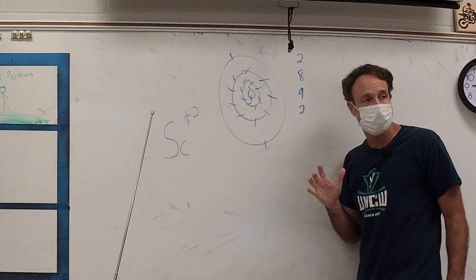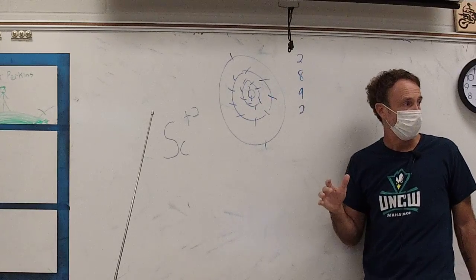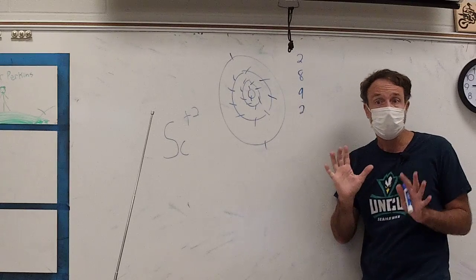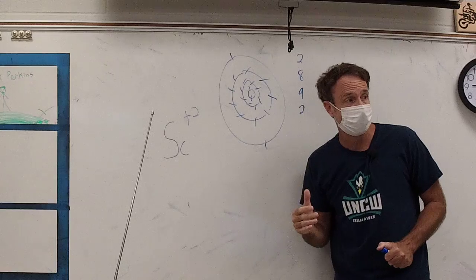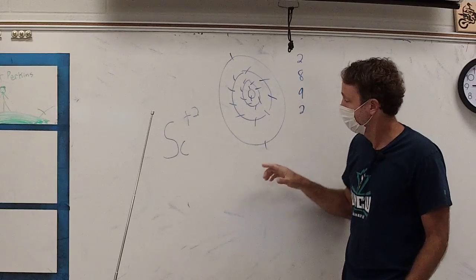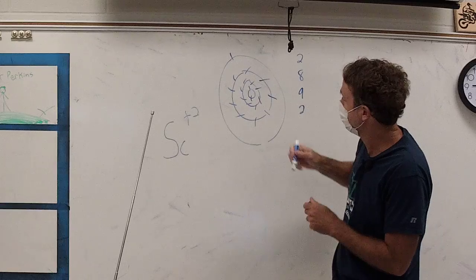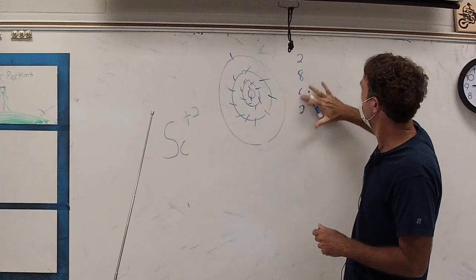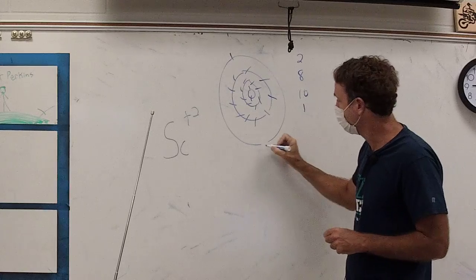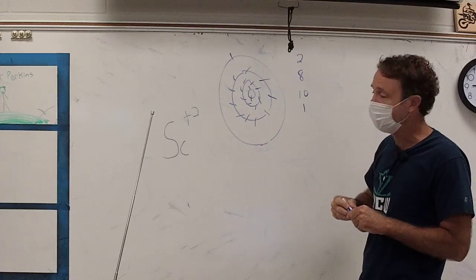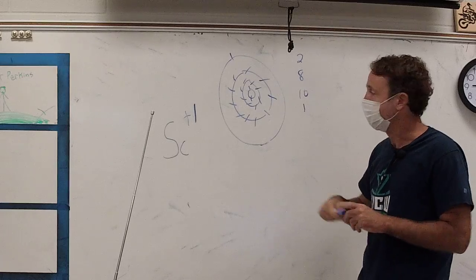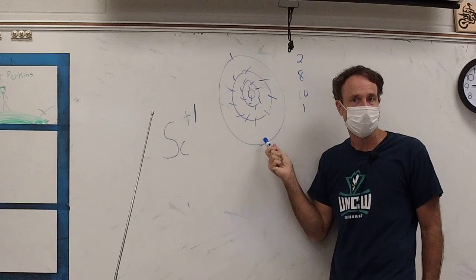But you know what happens sometimes with a transition metal? And this is what you need to watch. Here's what happens with transition metals. Sometimes this outer electron can squeeze down in here and be an extra D. And you'd have 2, 8, 10, and 1. That happens. And guess what that will make? Scandium +1. So that atom of scandium exists.